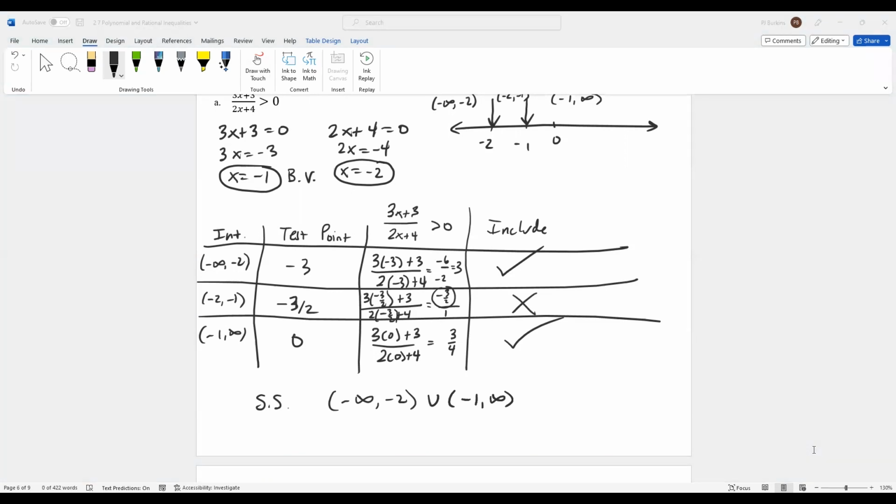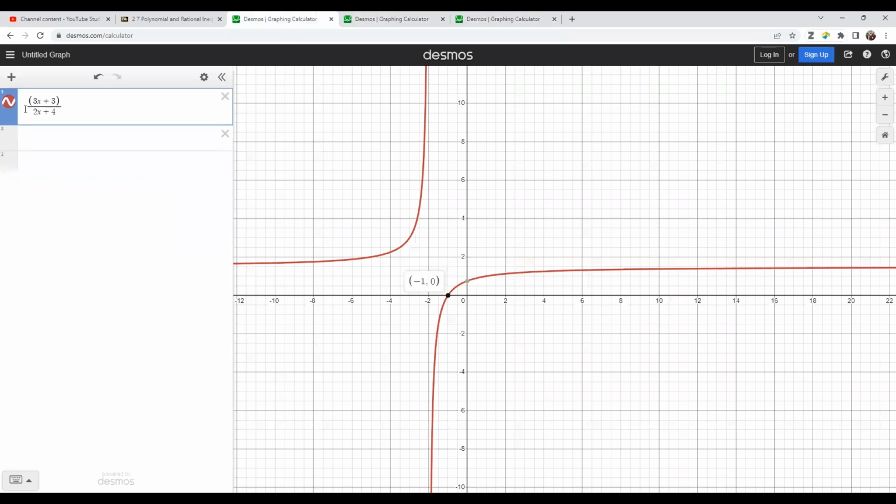So hop over to Desmos. We have (3x plus 3) over (2x plus 4). Let me just double check and make sure that's correct. 3x plus 3 and 2x plus 4. All right. So this is the inequality. We're looking for when is this thing greater than 0.